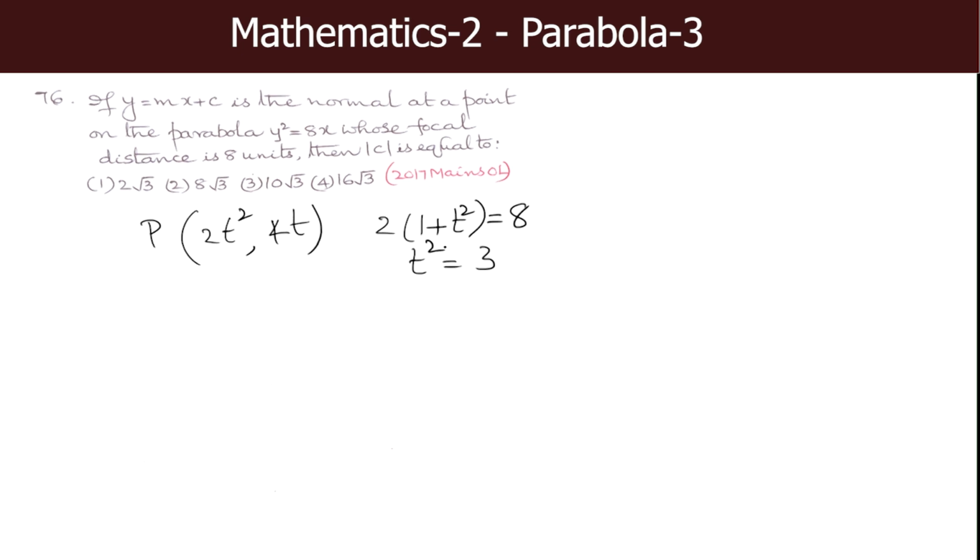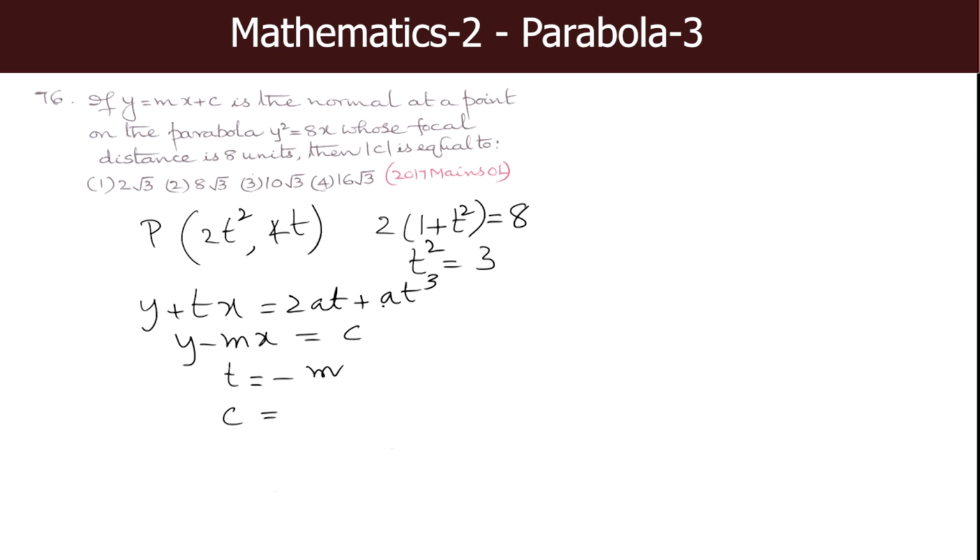Okay. Now, the normal is y plus tx equal to 2at plus at³. This is the same as y minus mx equal to c for the value of t equal to minus m, and therefore c equal to 2at plus at³.